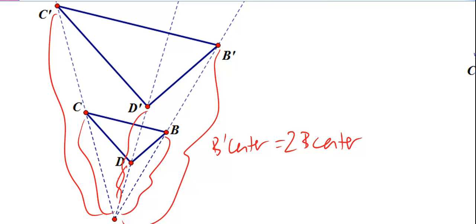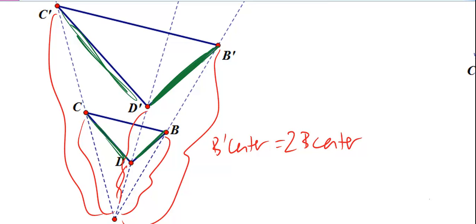We can see that all these lengths are doubled, and along the same lines, the size of the triangle itself is too. This side is twice the length of this one. C prime D prime is exactly twice the length of CD, and so on. So the image is becoming twice as large, and it's becoming twice as far away.